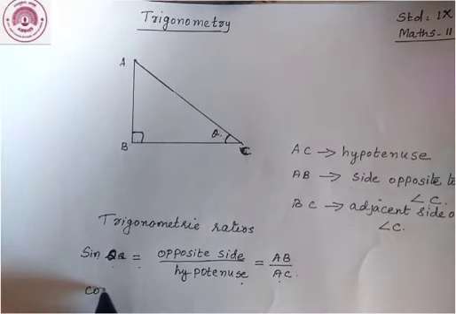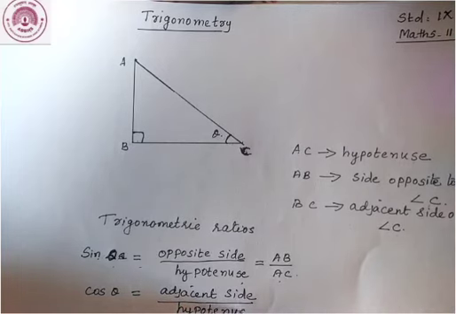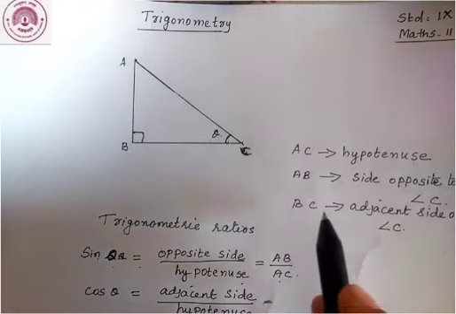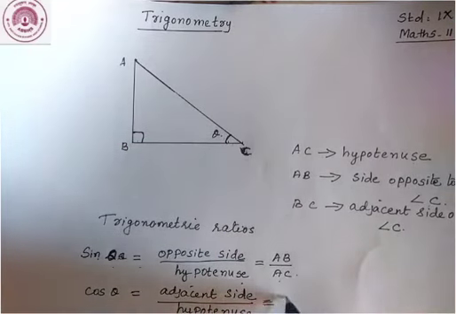Now next is cos theta. The cos theta definition is adjacent side upon hypotenuse. So here, for this angle theta, the adjacent side is BC. BC upon hypotenuse, that is AC.